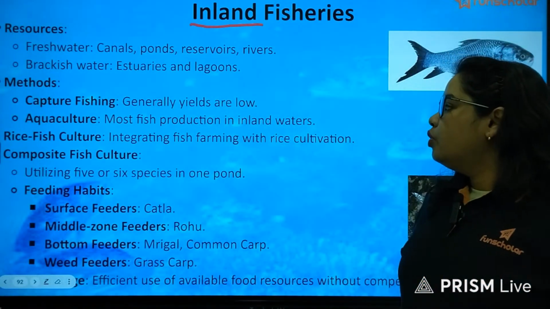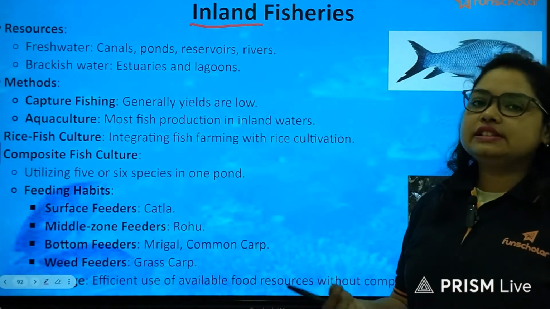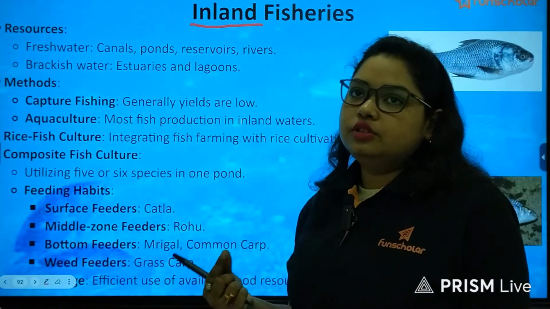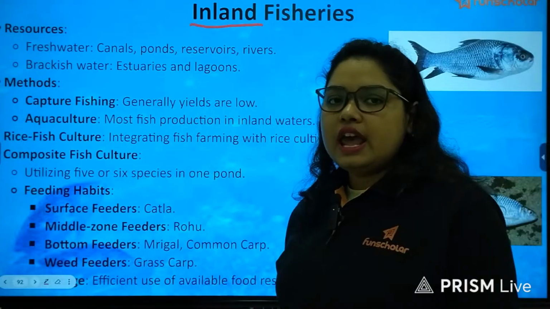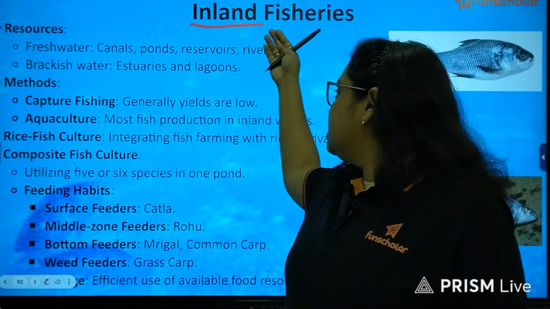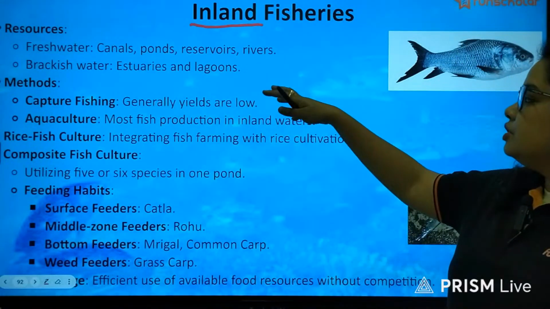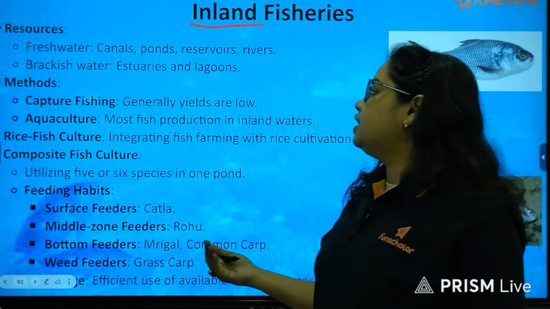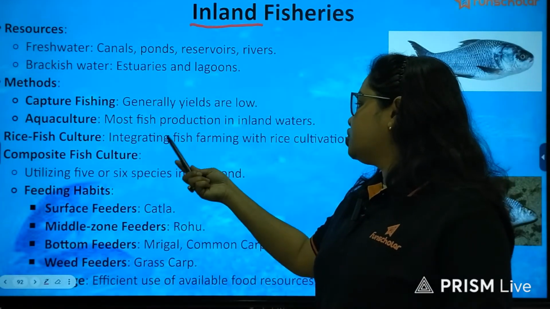So what we do, we actually take the fish seed, that means just like the seed from which new plants grow, so the small fish, the baby fish, their seed, they are called the seed. So they are grown in a reservoir and then they are released in these sources of inland waters, from which they grow further, develop, they breed, and then from there we can extract them as per our need. So therefore rice fish cultures, what is this?